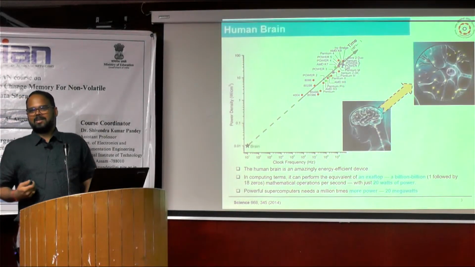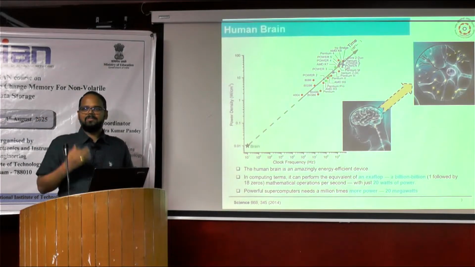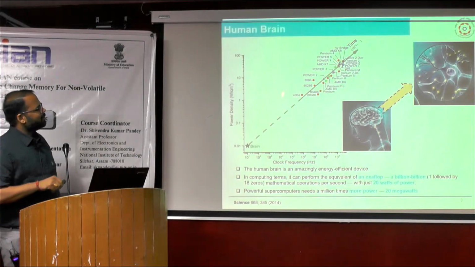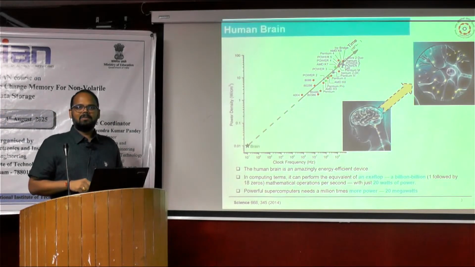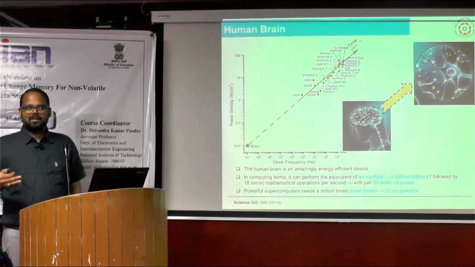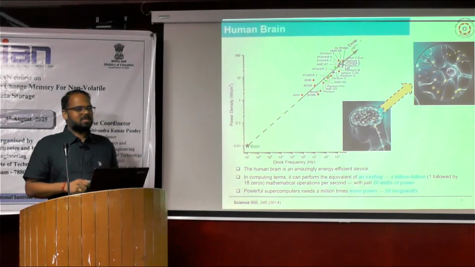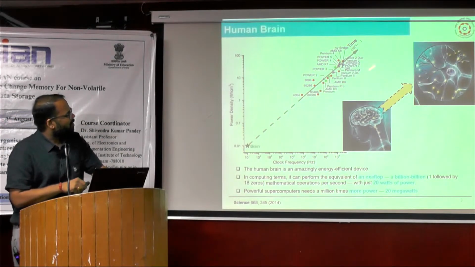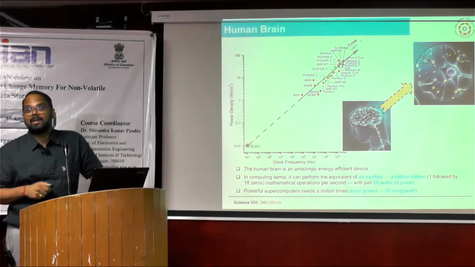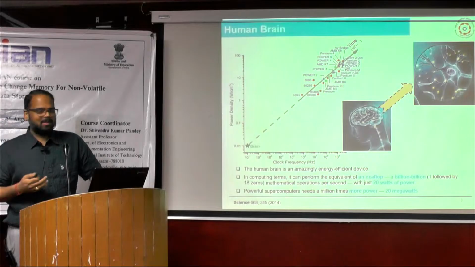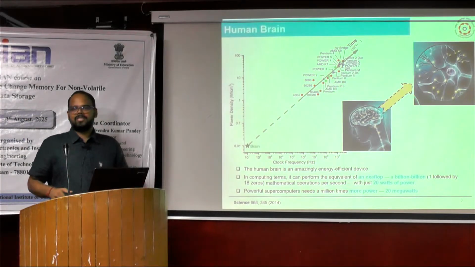What is the human brain actually? It is a very beautiful thing. Biologically, it is what we are carrying. If you compare it with the high performance processors which we are using currently, the Intel supercomputer processors, whatever you are using in your high performance system, all are on one side and our brain is on one side in terms of power consumption. Our human brain is an amazingly energy efficient device.